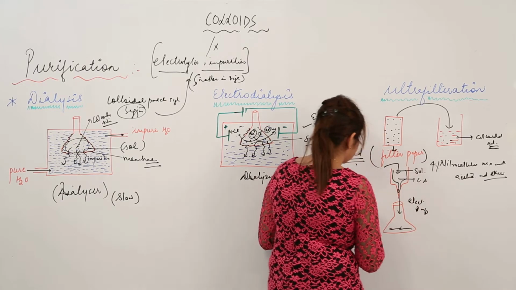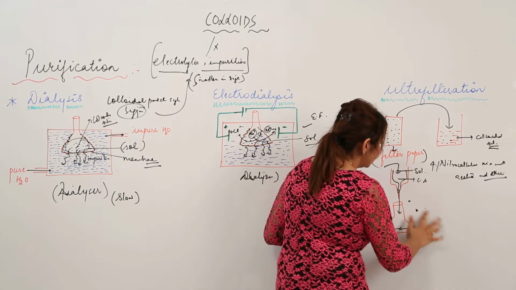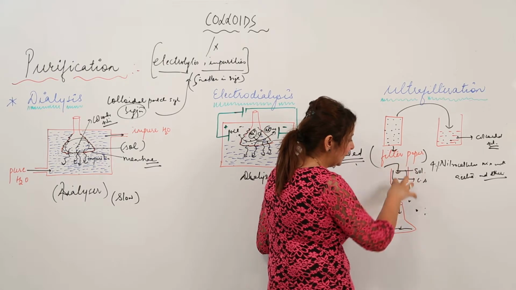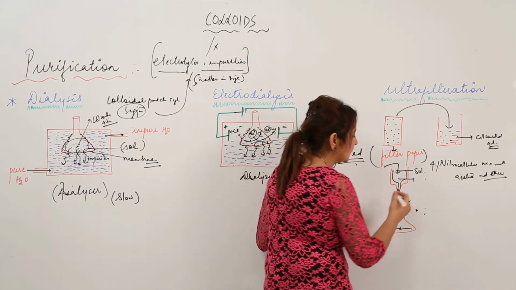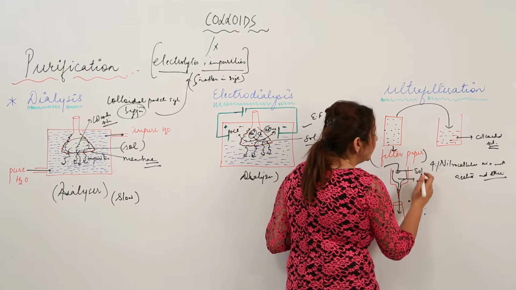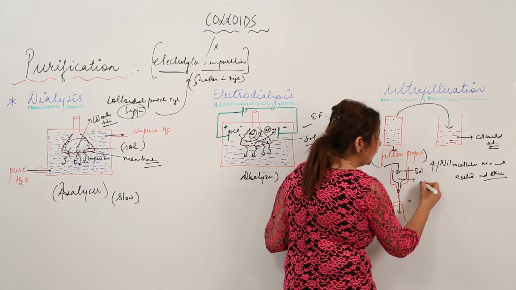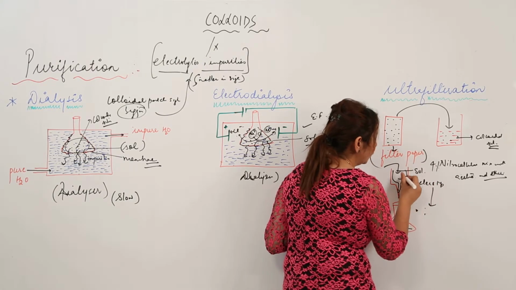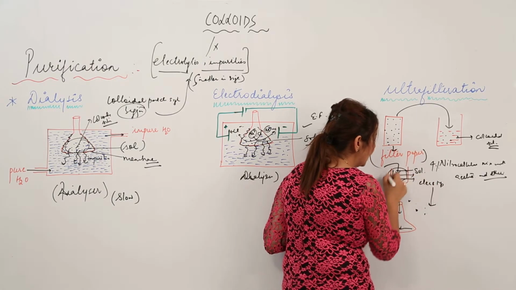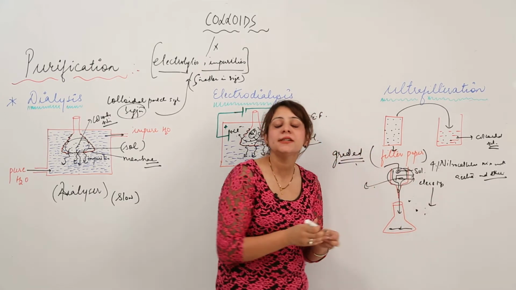I'll explain it again. See, this is our beaker. What we have done is added the sol. The size of the pore is so adjusted that it will allow the electrolyte and the impurities to pass through, but the colloidal solution will not pass. So it is left in this funnel. This is how we get them separated.